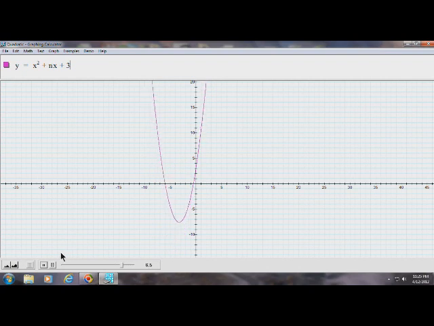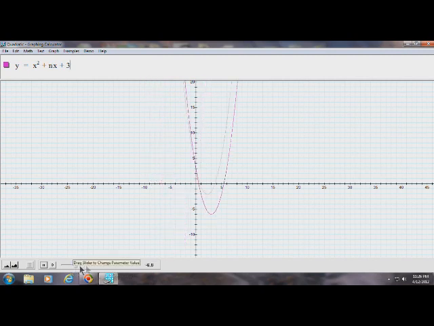So that's kind of interesting. But that's the effect of b. It's really kind of hard to describe unless you've actually seen it. But b will definitely cause your parabola, the axis of symmetry, to shift right or left. When it's at 0, it's right on the y-axis. When it's positive, it seems to go left. When it's negative, it seems to go right.